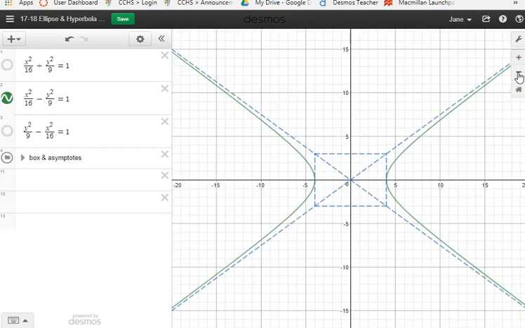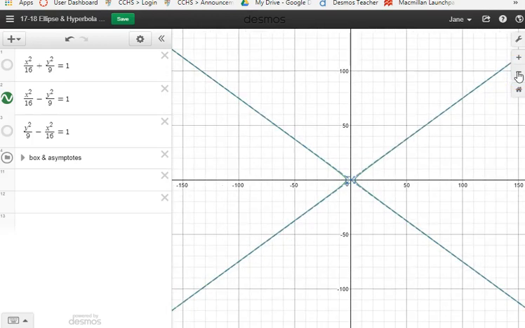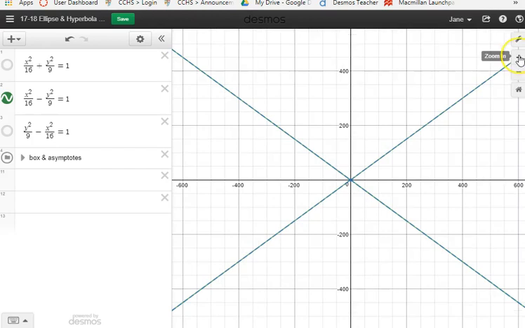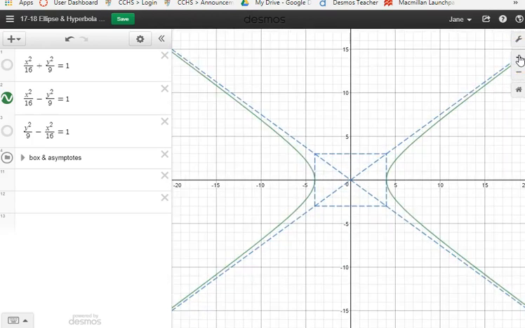If I zoom out, notice how the graph gets more and more like just two crossed lines. In the middle, there's that box and that little curved part, but from a distance, basically it's just two crossed lines. So a hyperbola actually has a little curve in the middle, but the rest of it is very straight, unlike a parabola. A parabola continues to curve, but a hyperbola straightens out and goes along these asymptotes.